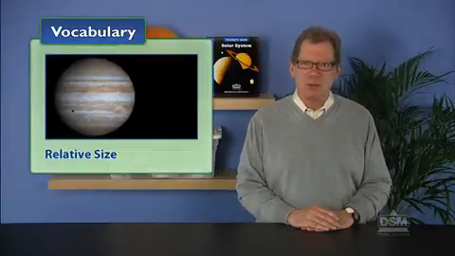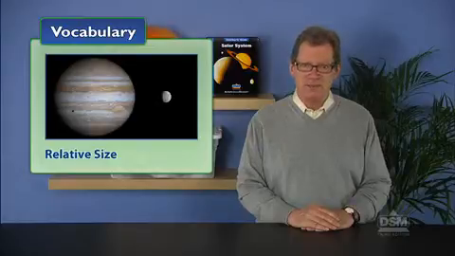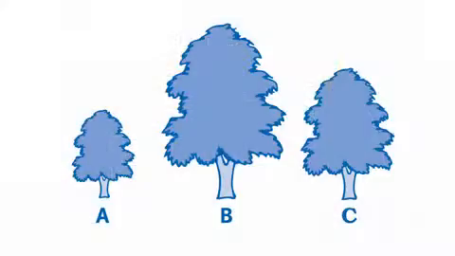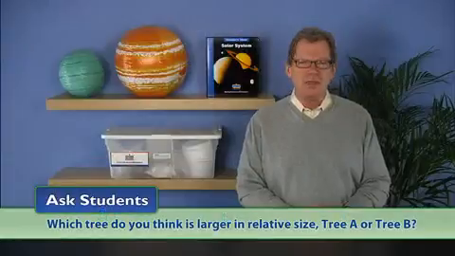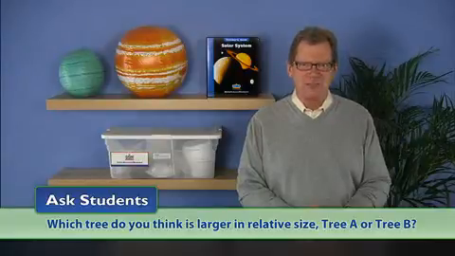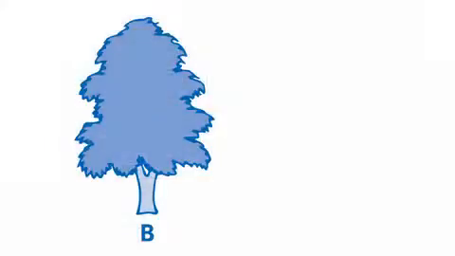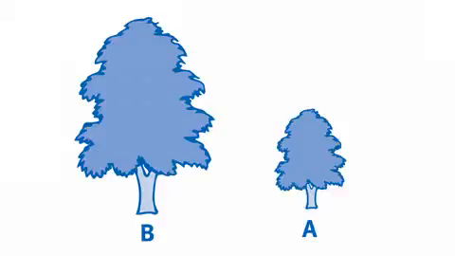Next, define relative size to students as how large or small one object is compared to another object. Call students' attention to trees A, B, and C, all of which are drawn to the same scale, and ask, which tree do you think is larger in relative size? Tree A or tree B? Students should respond that tree B is larger relative to tree A, and that the actual size of tree B is also larger than tree A because they are drawn to the same scale. Point out that in order to determine the relative or actual sizes of two or more objects based on their drawings, the drawings must be done according to the same scale.